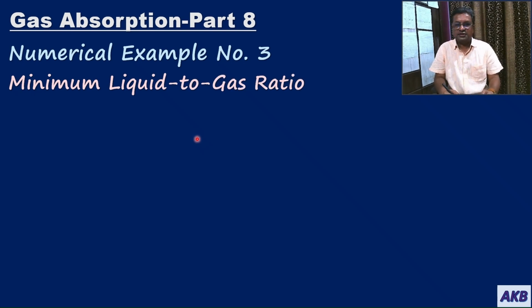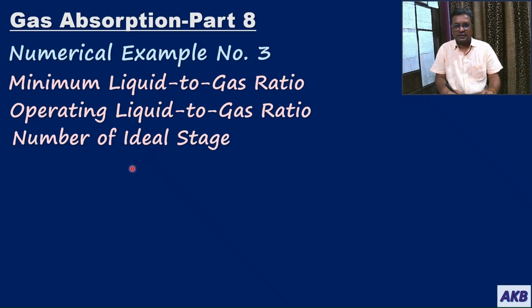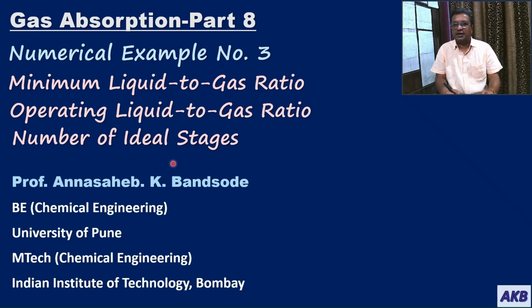And in this numerical example, we will learn how to find the minimum liquid to gas ratio. Then, by using the minimum liquid to gas ratio, how to get the operating liquid to gas ratio, and then how to find the number of ideal stages in a tray column. So let us begin the discussion.